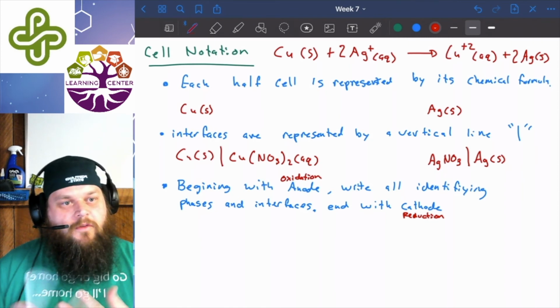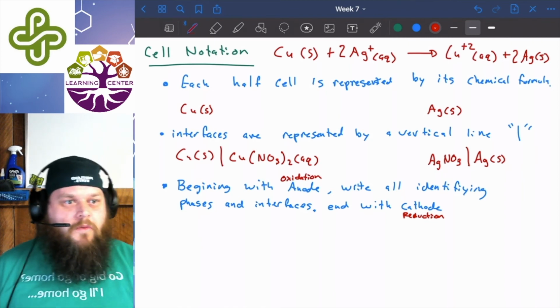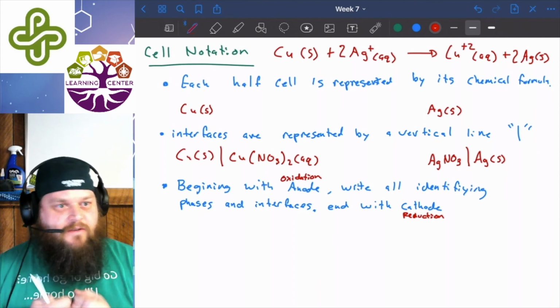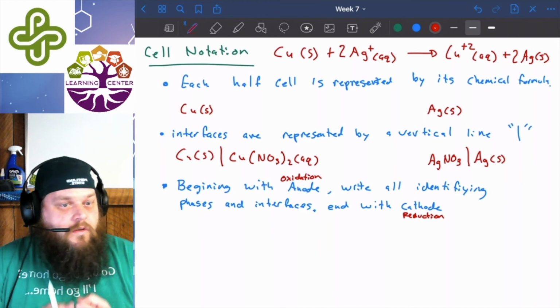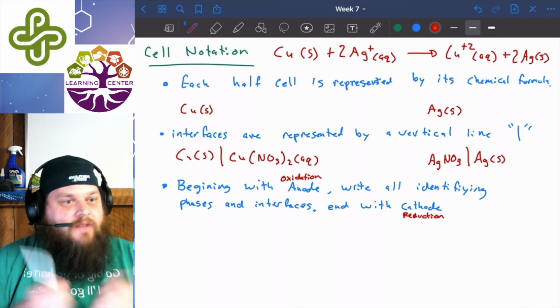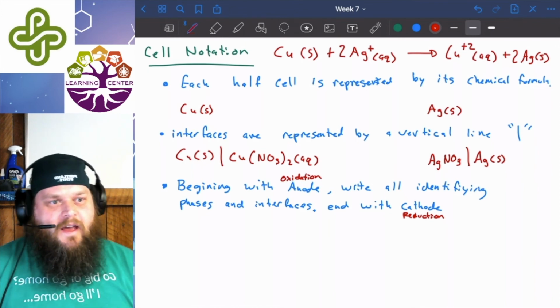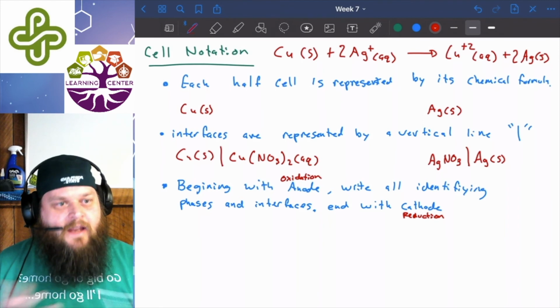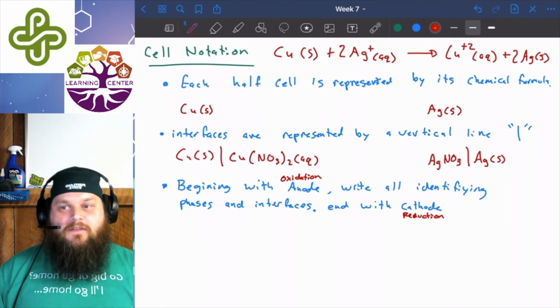So it's going from neutral to positive, or it's going from positive to more positive. Where the reduction is gaining those electrons in. So it's going from positive to neutral, or it's going from neutral to negative, or even say positive to less positive. Those are the different types of reactions you might have. But always, if you're gaining electrons, it's going to be reduction. If you're losing electrons, it's going to be an oxidation.